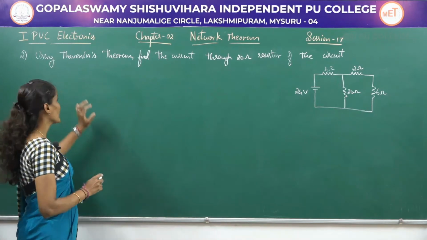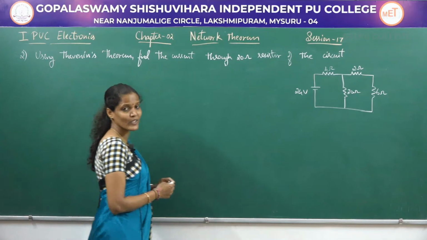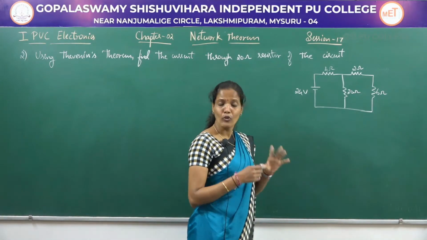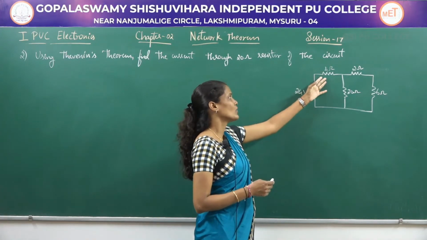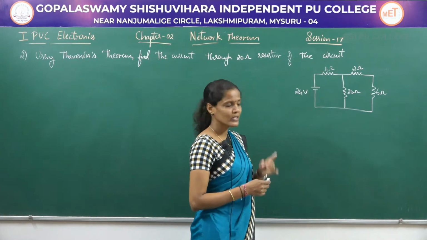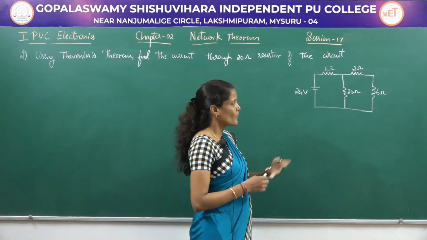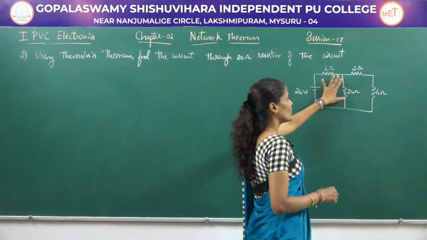So, this is the second problem. Using Thevenin's theorem, find the current through the 20 ohm resistor of the circuit. Here they have given a circuit where 4 resistors are connected, 4 ohms, 2 ohms, 6 ohms and 20 ohms, and only one voltage source whose value is equal to 24 volts is given. You have to find out the current through this 20 ohm resistor.